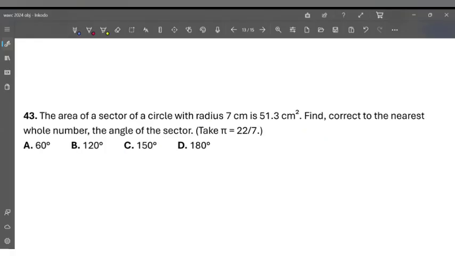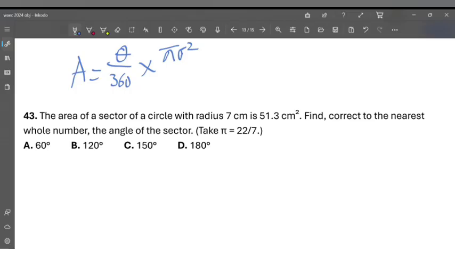Question number 43 says that the area of a sector of a circle with radius 7 centimeters is 51.3 centimeters squared. Find, correct to the nearest whole number, the angle of the sector. Now I know that the formula for area of a sector A is equal to theta over 360 times pi r squared. Alright, so from the question, I'm given pi as 22 over 7. I'm given the radius, I'm given the area.